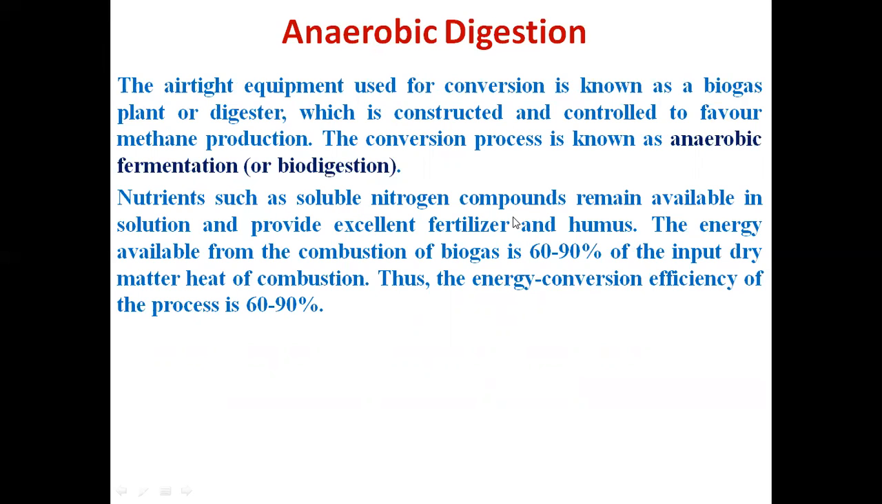Nutrients such as soluble nitrogen compounds remain available in solution and provide excellent fertilizer and humus. The energy available from the combustion of biogas is 60 to 90% of the input dry matter heat of combustion. Thus, the energy conversion efficiency of this anaerobic digestion process is around 60 to 90%.